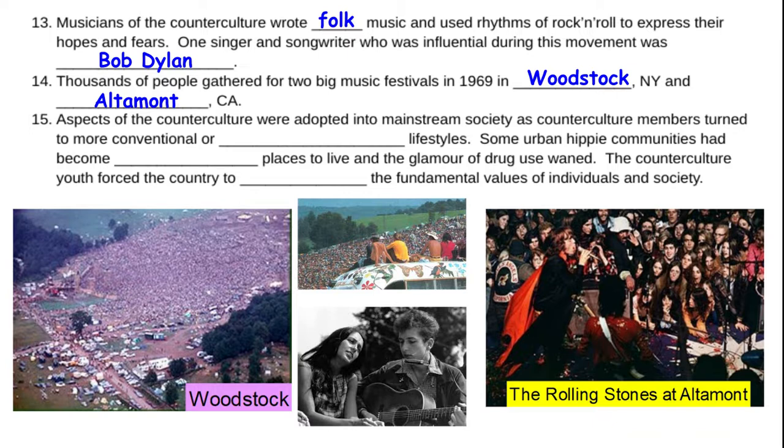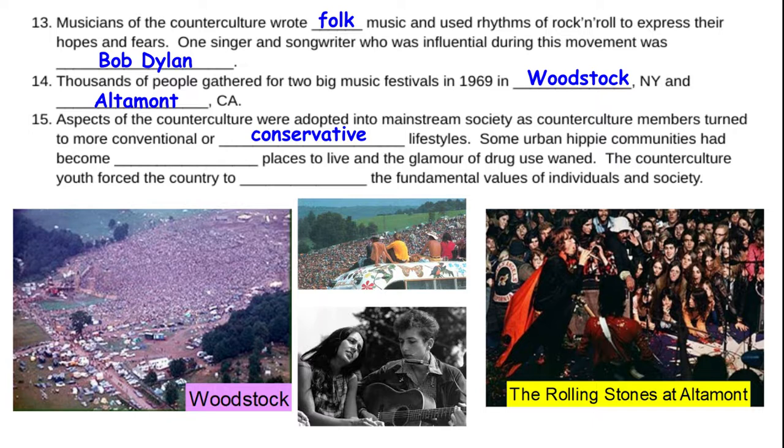So it was really not necessarily the peace, love, and rock and roll image that maybe Woodstock had had. Other aspects of the counterculture were the fact that at some point in time, some of these ideals are going to be adopted by the mainstream, and the more conventional and conservative lifestyles are going to come out of that.